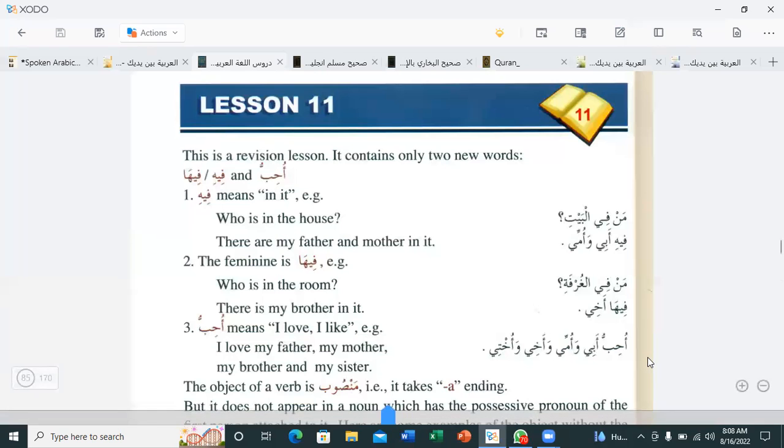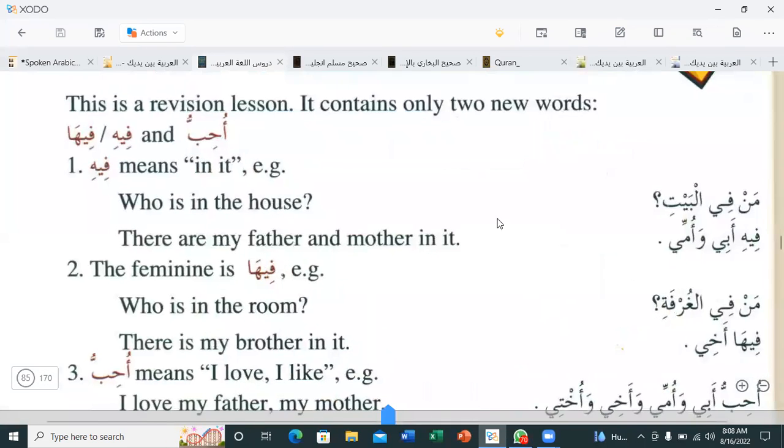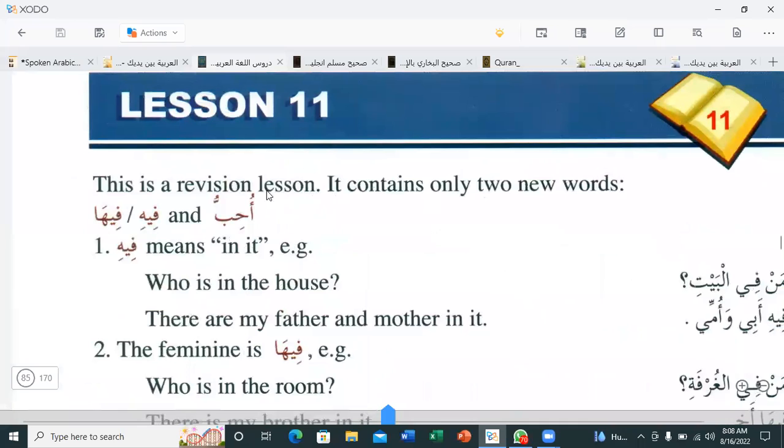Can you see my screen? Yes, we can. Okay. So let's we start our lesson.